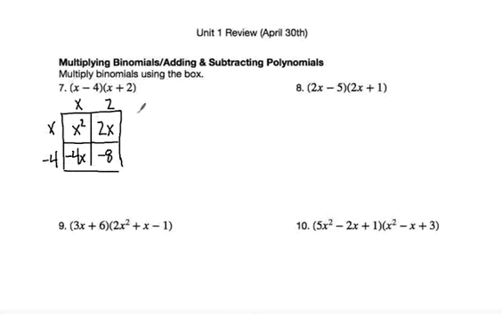Then we're going to rewrite it, taking everything out: x squared plus 2x minus 4x minus 8. Put together our like terms, which are our positive 2x and our negative 4x. That's going to give us x squared minus 2x minus 8.